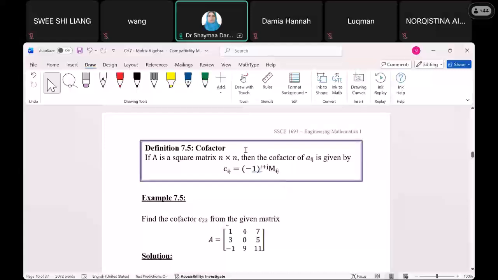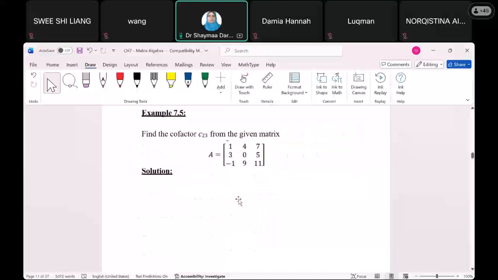The cofactor is equal to the minor multiplied by minus 1 to the power i plus j. That means if the addition of i and j is odd, the cofactor will be the minor multiplied by minus 1. If the addition is even, the cofactor and the minor are the same. Now I need to find the cofactor C23 for the given matrix. First, I need to find the minor 2, 3.